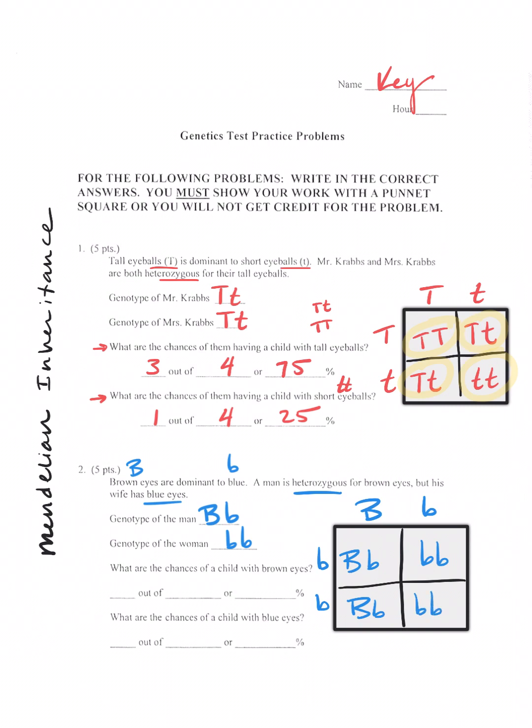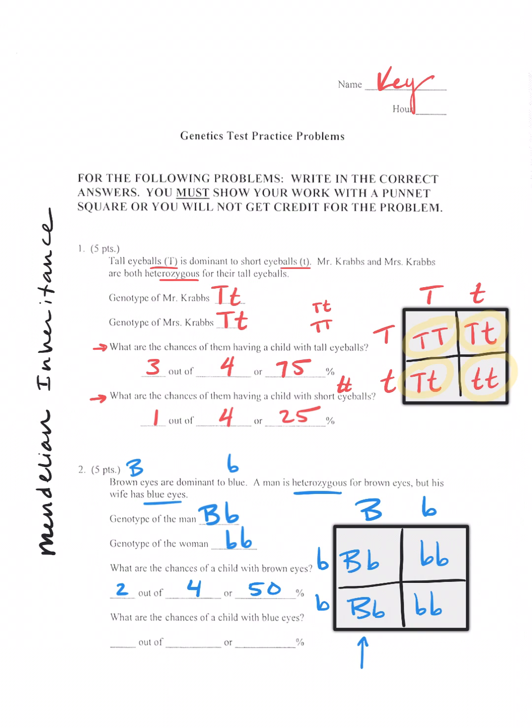So it says, what are the chances of a child with brown eyes? Since brown is dominant, they have to either be capital B, capital B, or capital B, small b. And you'll notice that 2 of their potential offspring have brown eyes. So that's 2 out of 4. That's the same thing as 50%. So there's a 50% chance their child will have brown eyes.